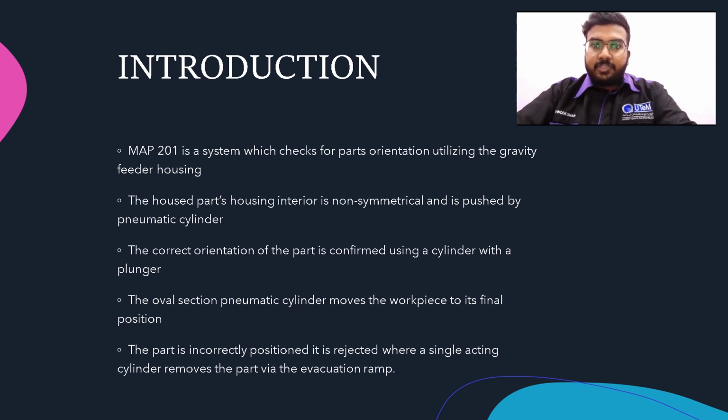MAP 201 is a system which checks for parts orientation utilizing the gravity feeder housing the parts in a column, where the housed parts, using interior non-symmetrical, are pushed by a pneumatic cylinder, which is cylinder A. Then the correct orientation of the part is confirmed using a cylinder with a plunger, which is cylinder C. After confirmation, the oval section of pneumatic cylinder, cylinder B, moves the workpiece to its final position. If the part is incorrectly positioned, it is rejected by a single acting cylinder, ejector D, which removes the part via the evacuation ramp.